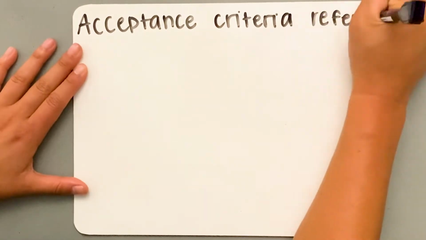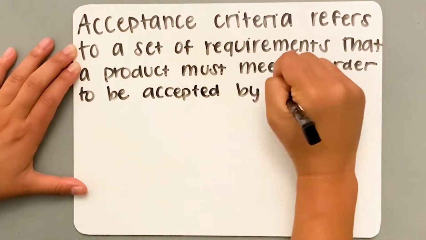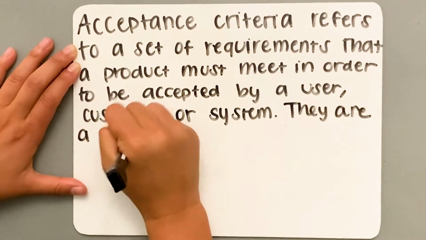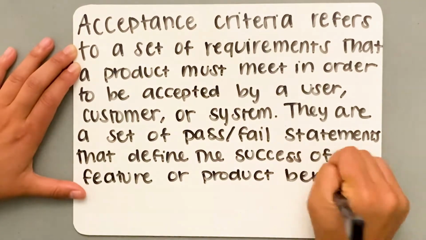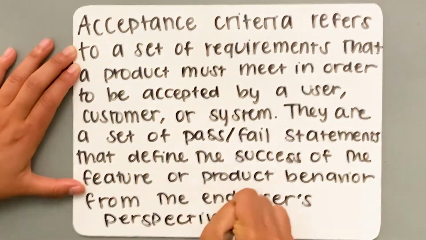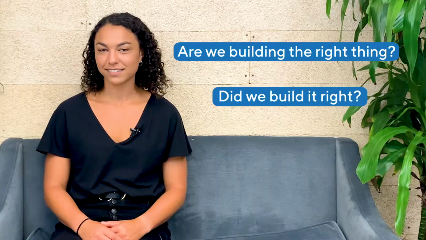Acceptance criteria refers to a set of requirements that a product must meet in order to be accepted by a user, customer, or system. They are a set of pass-fail statements that define the success of the feature or product behavior from the end user's perspective. Essentially, acceptance criteria helps you understand these two crucial questions. Are we building the right thing, and did we build it right?